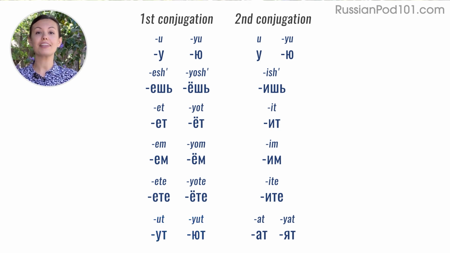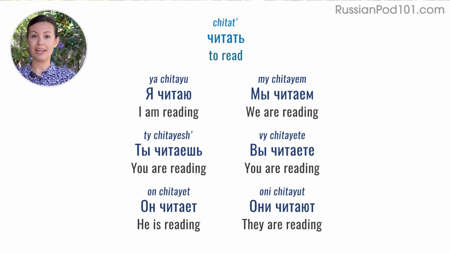Now let's take a look at the typical endings of the second conjugation verbs. First person singular, у, ю. Second person singular, ишь. Third person singular, ит. First person plural, им. Second person plural, ите. Third person plural, ат, ят.